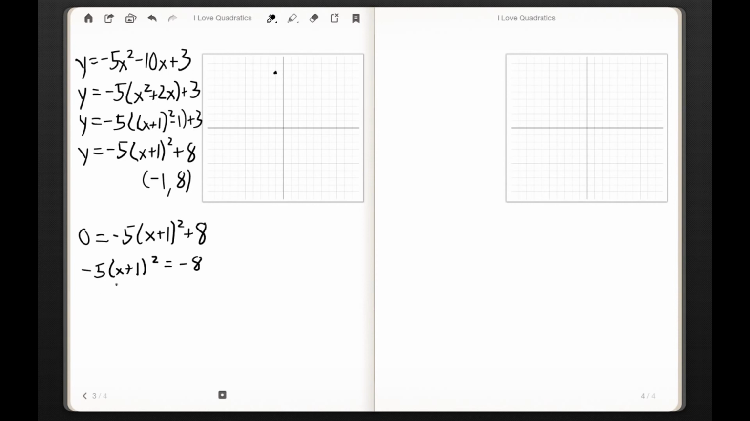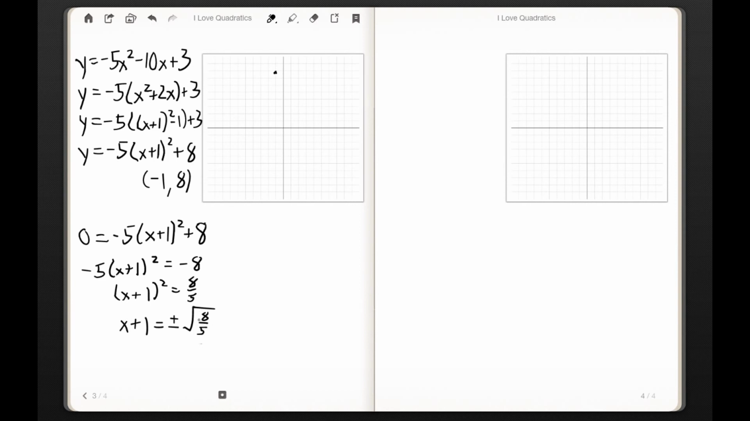I'm going to divide both sides by -5. Take the square root of both sides. Okay, now to get the final solution for x, we could do a lot of stuff with what's inside here. We could change square root of 8 to 2 times square root of 2. We could rationalize this denominator.